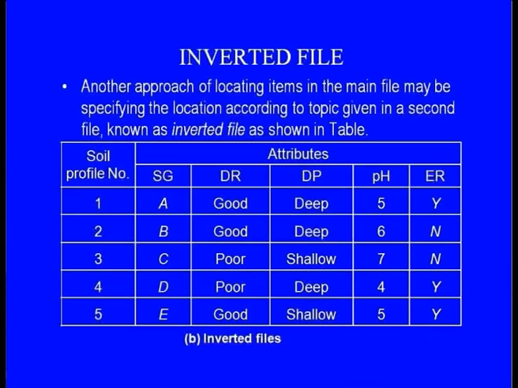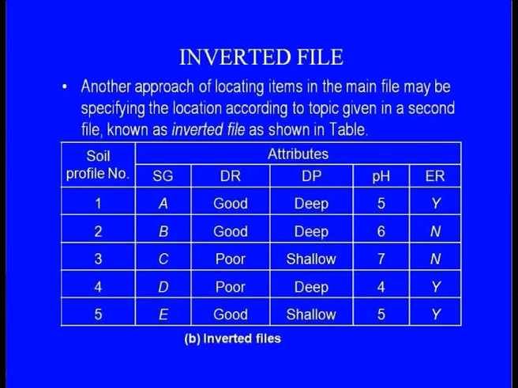Another way of locating items in the main file may be by specifying the location according to a topic given in the second file, known as an inverted file, as shown in this table. Here we have the data of a soil profile, and corresponding to that certain attributes have been provided. These attributes have been categorized as the soil grade, the drainage pattern, the depth of the soil, the acidity and the erodible rate.